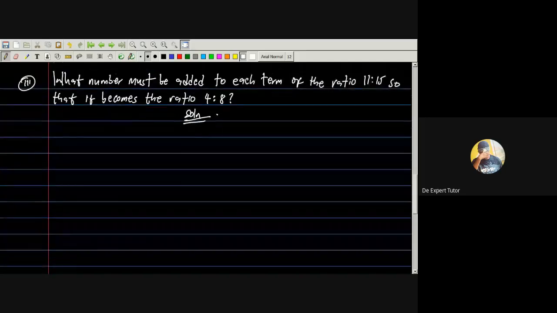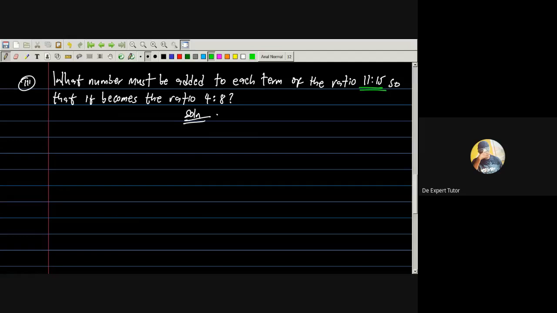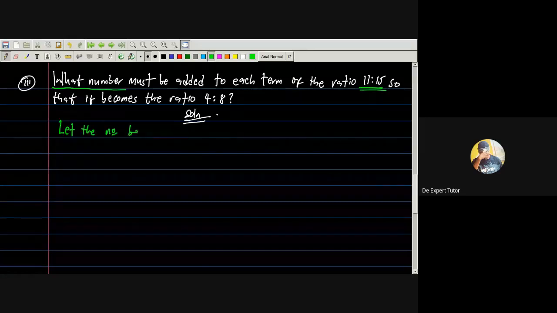Now let's go. They said, what number must be added to each term of the ratio 11:15 so that the ratio becomes 4:8? Now pay attention. Initially, I have this. They said, what number? I don't even know the number. So let me say, let the number be x. But if you are solving on your exam day, don't write all this.